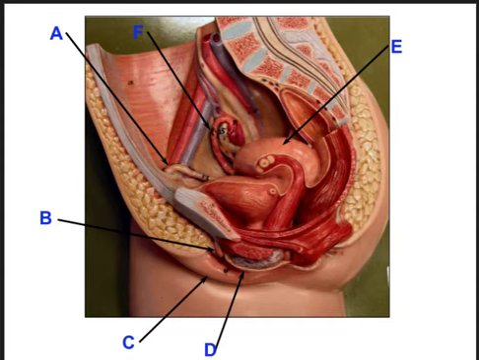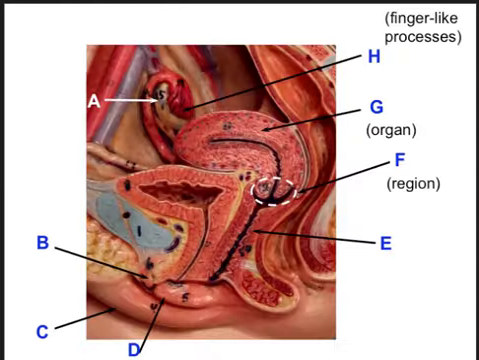Okay, so the significance, notice that the uterus leans forward over the urinary bladder. This is the urinary bladder. As a result, pregnant women often feel a greater urge to urinate due to the increased pressure on this particular organ.